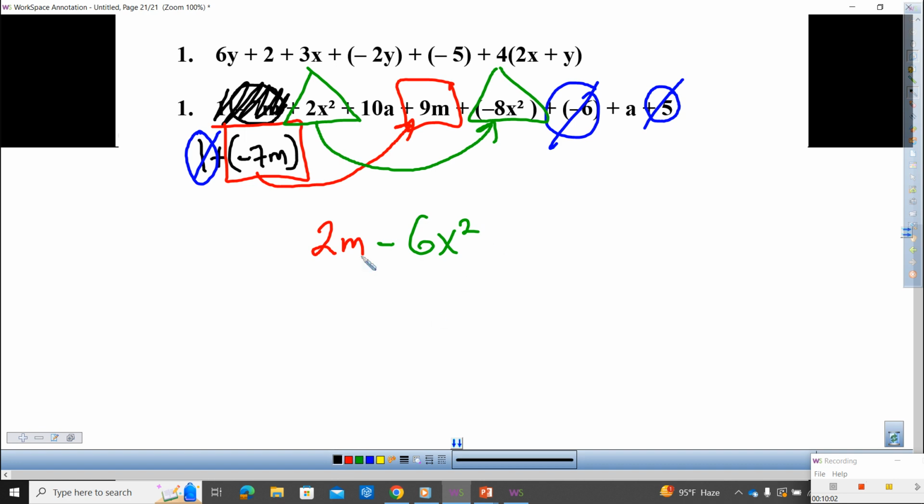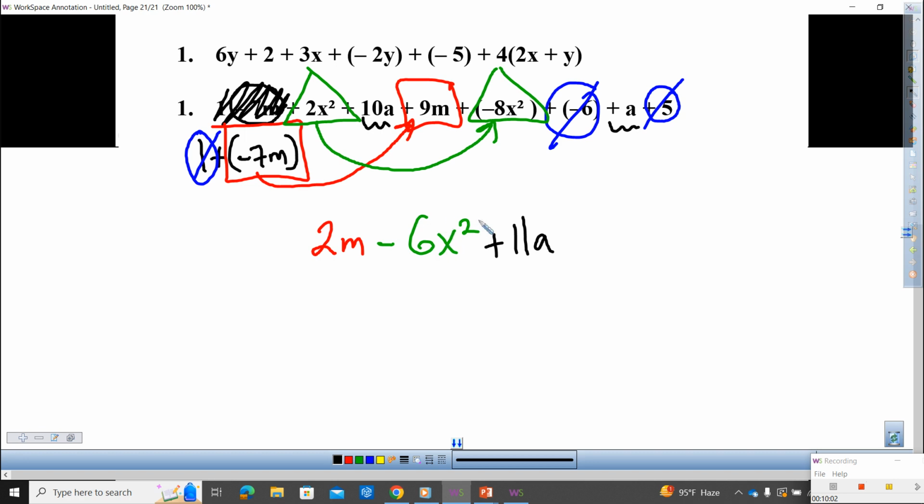Anything left? Yes. The 10a and the 1a. So the total is 11a because they're the same sign. However, standard form. What does that mean, Mr. Q? From highest degree to lowest degree. This should be like a little review for you guys from Algebra 1. That means the one with the highest exponent and then going to the lowest.